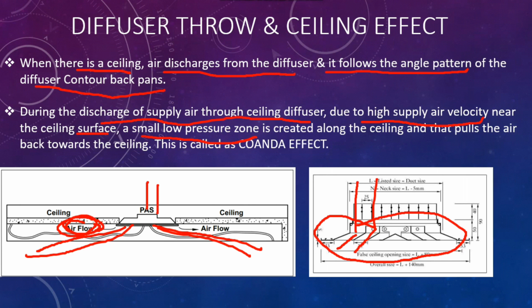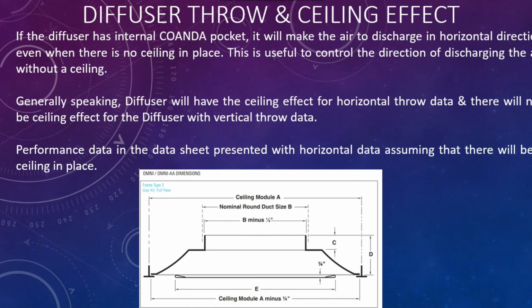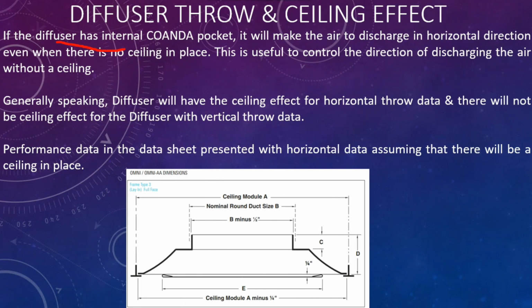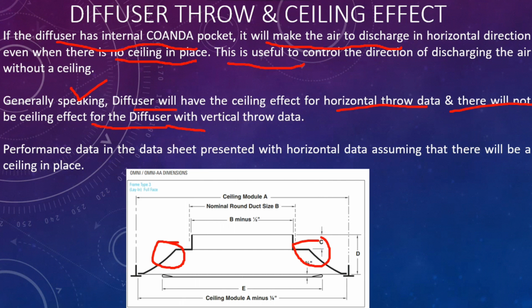So due to this low pressure zone, what happens? A small low pressure zone is created along the ceiling and that pulls the air back towards the ceiling. That means this low pressure zone pulls the air towards this point. This is called the Coanda effect. If the diffuser has an internal Coanda pocket, like you see here, it will make the air discharge in a horizontal direction even when there is no ceiling in place. This is useful to control the direction of discharging air without a ceiling. So generally speaking, the diffuser will have the ceiling effect for horizontal throw data and there will not be a ceiling effect for a diffuser with vertical throw data.